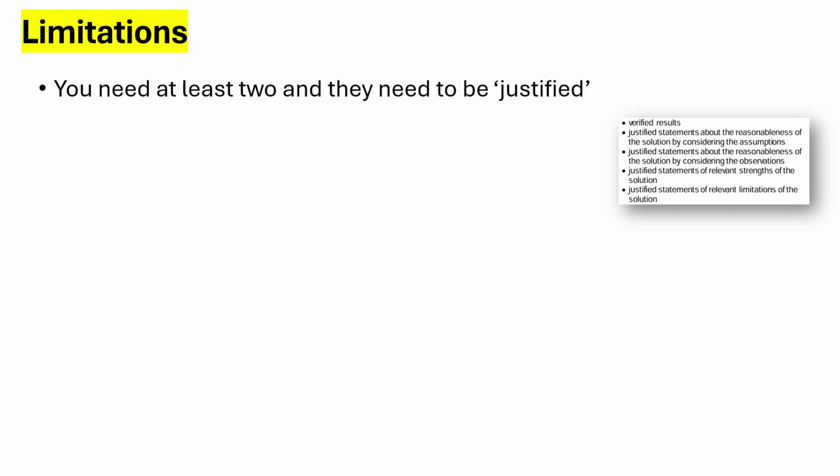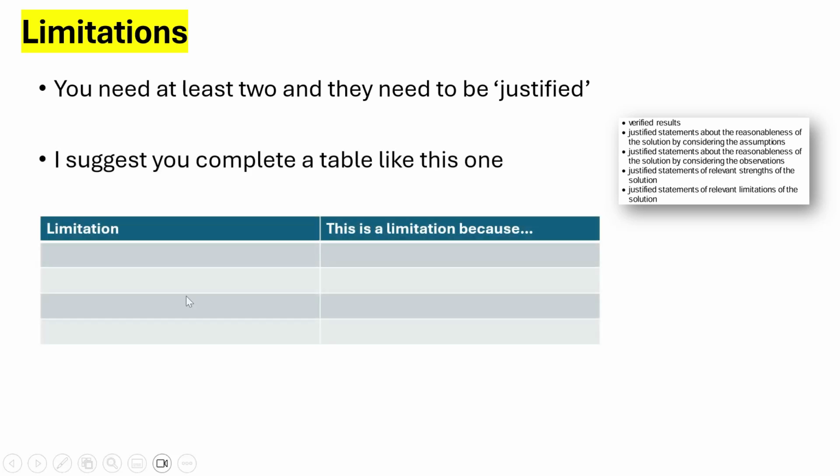After strengths come limitations. The limitations are just the opposite of the strengths, but it's not a limitation of you. You can't say, oh, I rounded poorly, or I got the maths wrong, or I didn't put in enough effort. That's your limitation, not a limitation of your solution. You need at least two, and you have to explain them. So again, I'm going to suggest you use a table. You put the limitation in here, and then you have a go at answering this sentence: this is a limitation because.